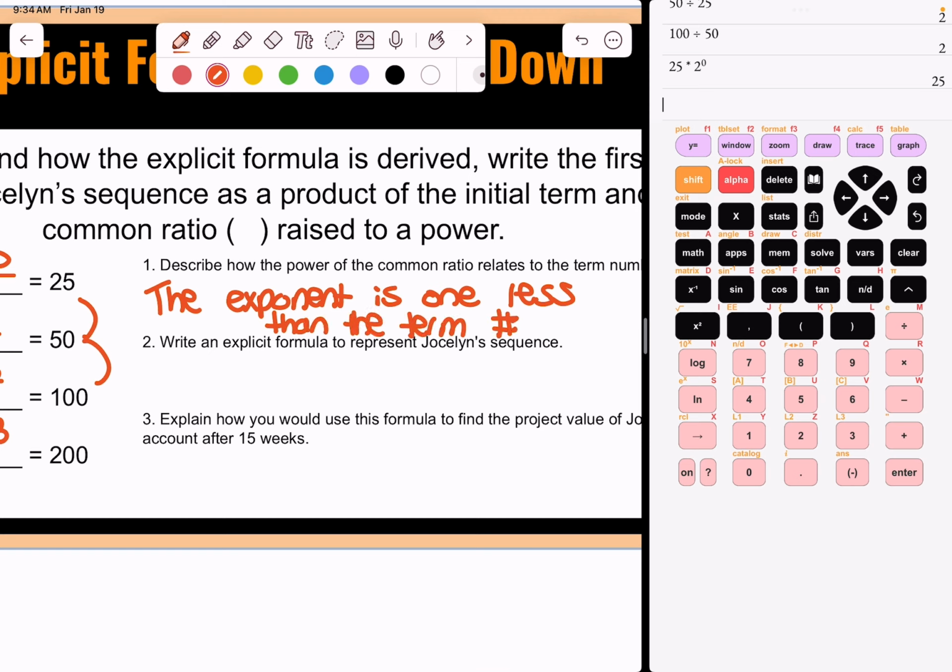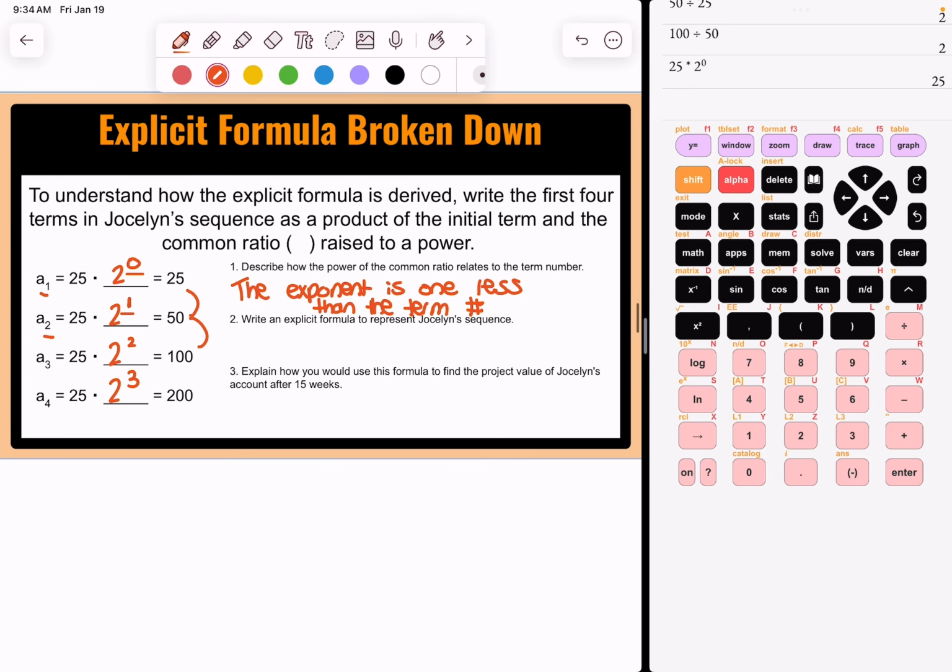Kind of like how in the arithmetic sequence you're always multiplying the common difference by 1 less than the term number, we're doing the same thing here. Write an explicit formula to represent Jocelyn's sequence. Well, I know I have to write AN equals A1, which is my first term. My first term is 25. Then in parentheses, I put my ratio, which I was multiplying by 2. And then I put N minus 1.